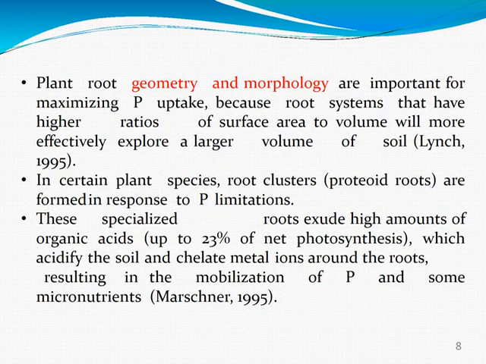Plant root geometry and morphology are important for maximizing phosphorus uptake because root systems that have higher ratios of surface area to volume will more effectively explore a large volume of soil. In certain plant species, root clusters are formed in response to phosphorus limitations. These specialized roots exude high amounts of organic acids which acidify the soil and chelate metal ions around the roots, resulting in the mobilization of phosphorus and some micronutrients.